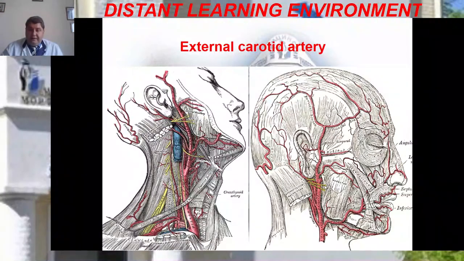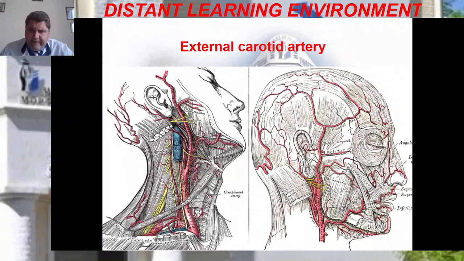So next, let's talk about the superficial temporal artery, arteria temporalis superficialis. It's the Latin name. It is one of two terminal branches of the external carotid artery. So these two arteries, first is the superficial temporal artery, and second, you may see the origin of the maxillary artery. These two arteries are terminal branches of the external carotid artery.